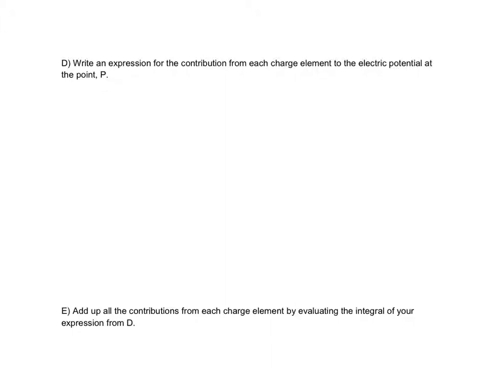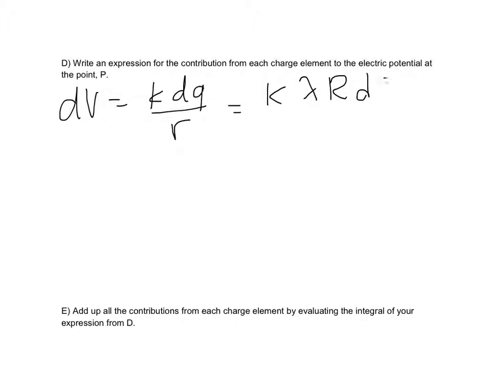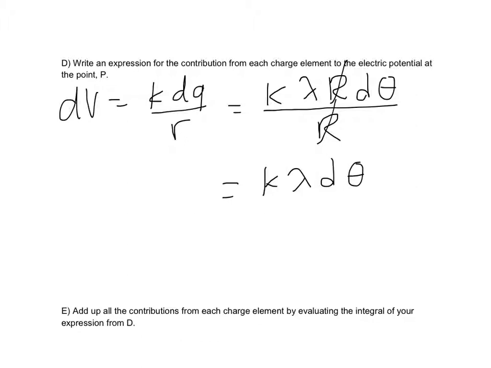Part D, the expression for the contribution from each charge element to the electric potential is K times the small amount of charge over the distance R. Now plugging in from what we had before, we had dq is lambda r d theta. That's a previous result that we had. And little r is big R. Those r's cancel out. I love it when that happens. You get k lambda d theta.